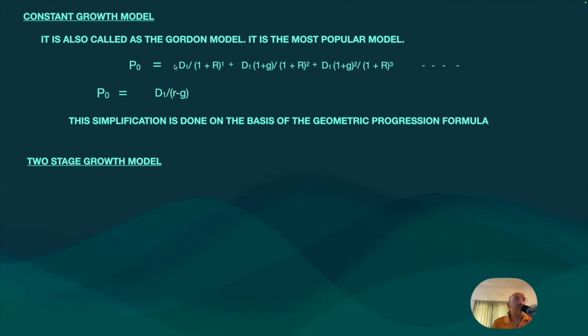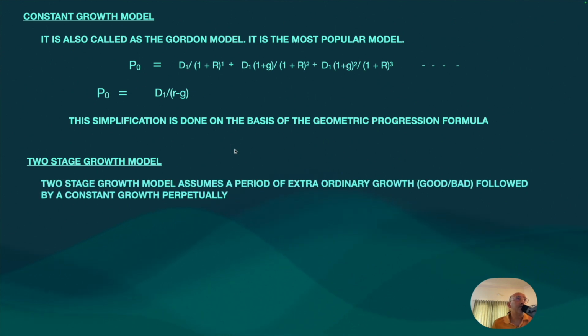See, this simplification we are seeing, that this equation keeps on going till infinity, and then we say P0 is equal to D1 divided by R minus G, is based on the geometric progression formula. If you go back and study through the net how the geometric progression formula works, you will get the same answer. So D1 divided by (1 plus R) to the power of 1, plus D1 into (1 plus G) divided by (1 plus R) square. If it goes to infinity, it will be equal to D1 divided by R minus G, where R is the rate of return expected and G is the growth rate of the dividend. So this simplification is done based on the geometric progression formula.